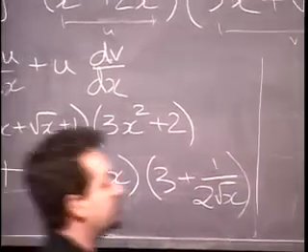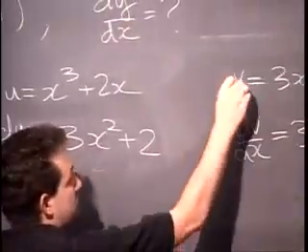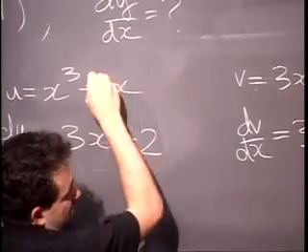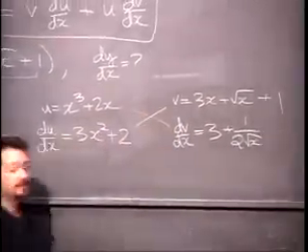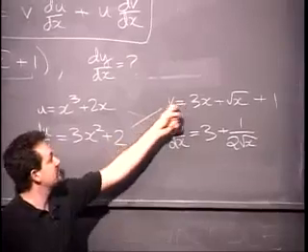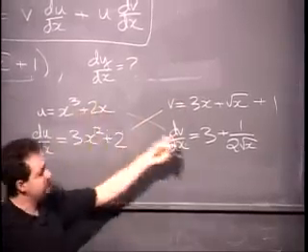A couple of comments. You might notice that I actually multiplied v by du dx and u by dv dx and then added those two quantities. So sometimes people put a little x there to remind themselves it's actually this times this plus this times this.